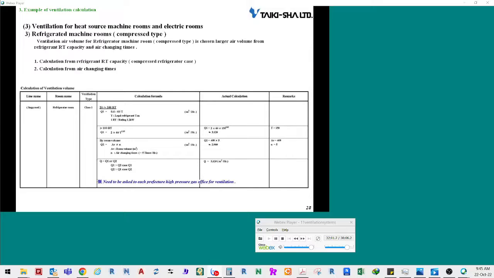The legal refrigeration capacity for the example shown on this slide is 150 tons. Calculate the ventilation rate. For the ventilation air quantity, adopt the higher value.